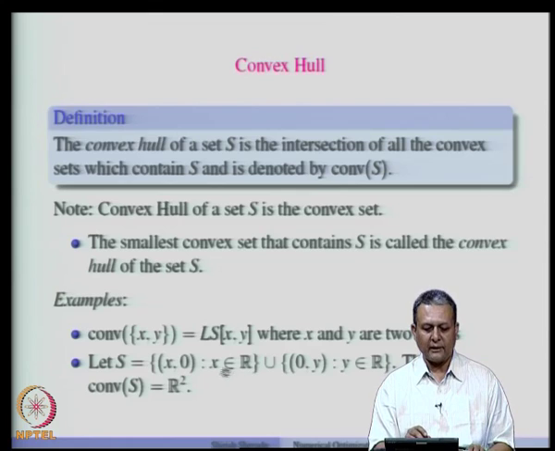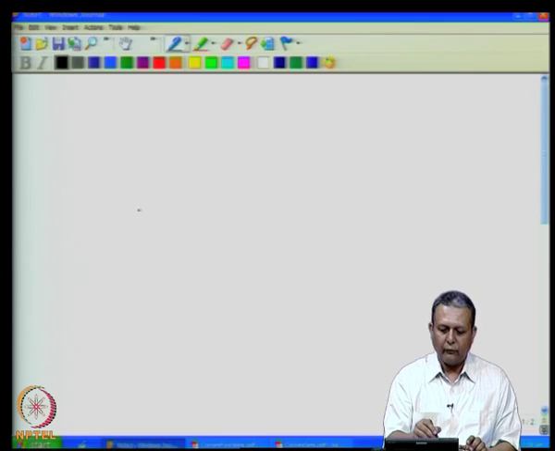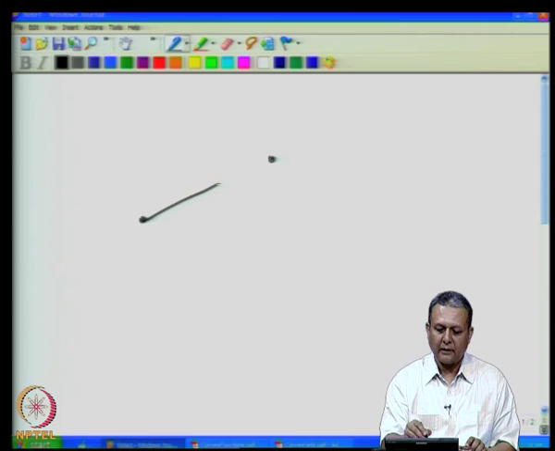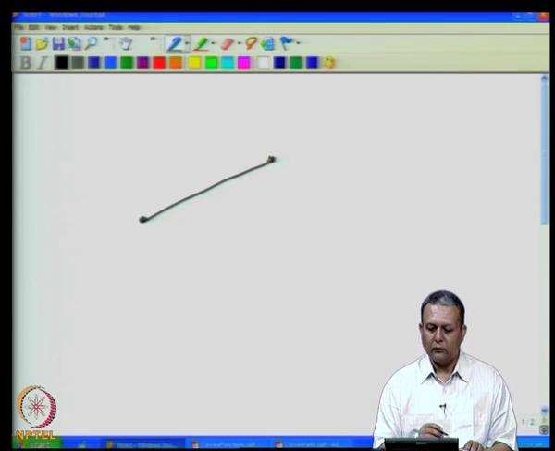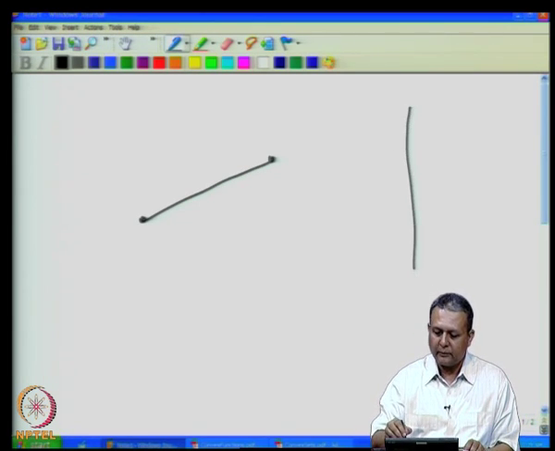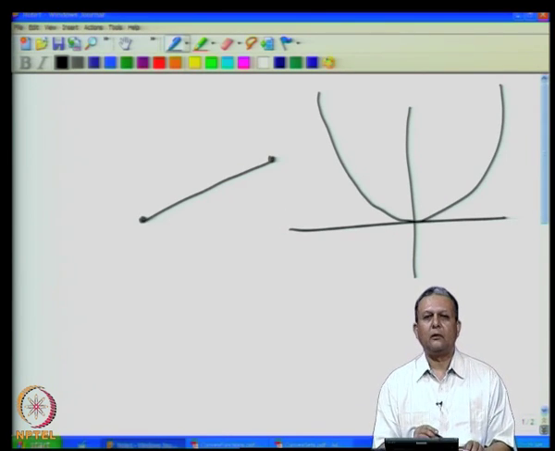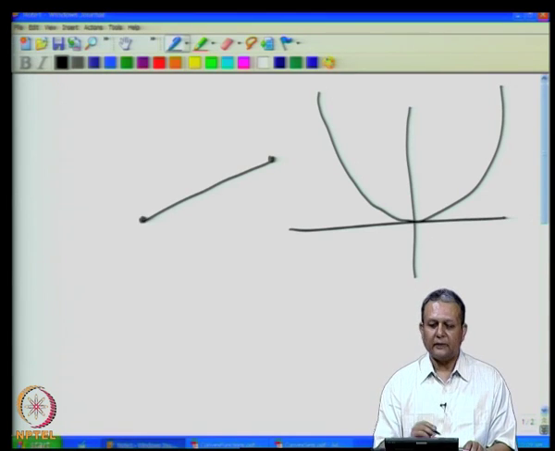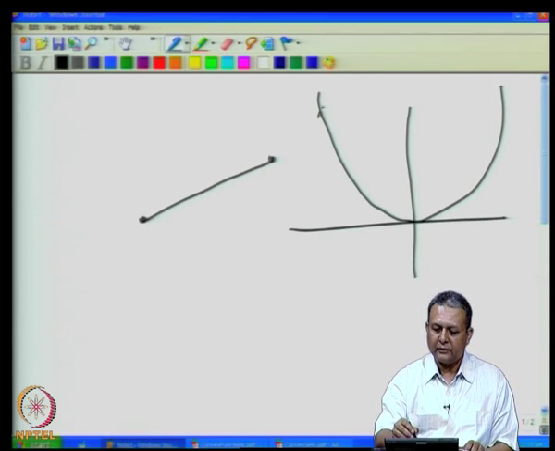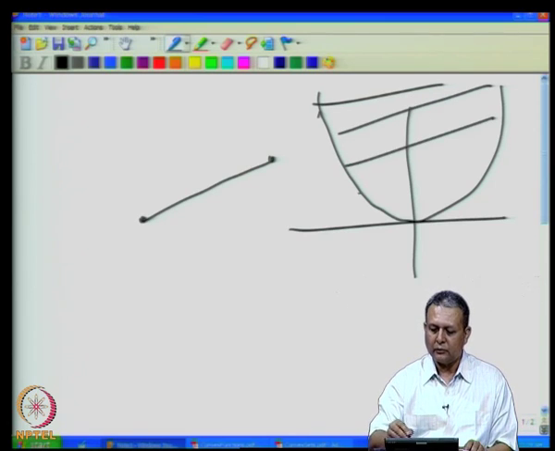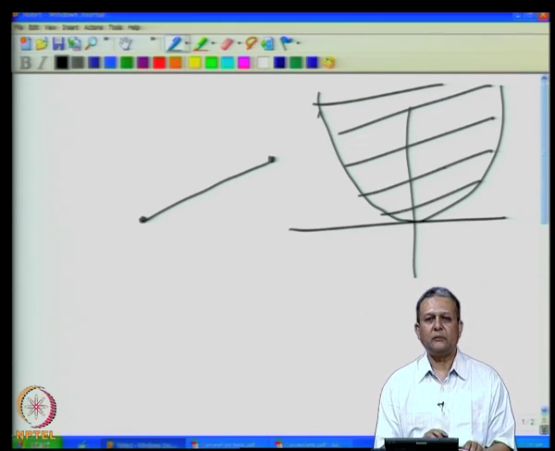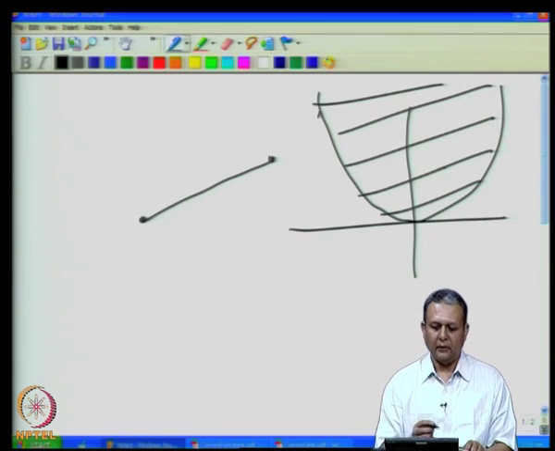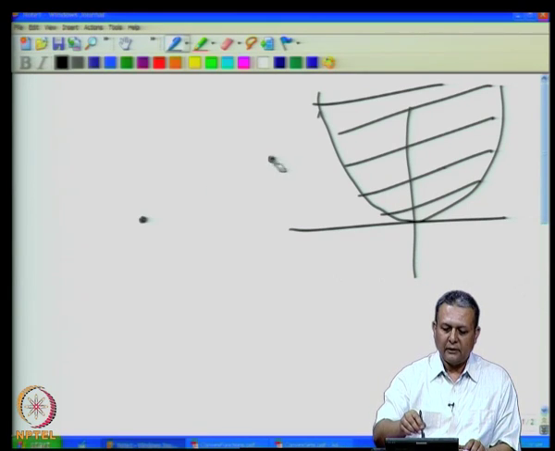Some examples that we saw in the last class were that if we are given 2 points, the convex hull of these 2 points is a line segment joining these 2 points. Now, if you are given a set in a 2-dimensional space which is like this, then the convex hull of this set is the set of all points which are on or above this curve. So, this becomes the convex hull of the set. We saw this in the last class.